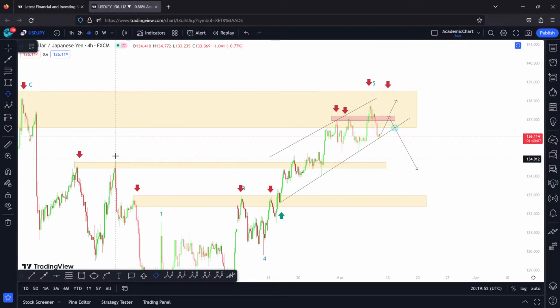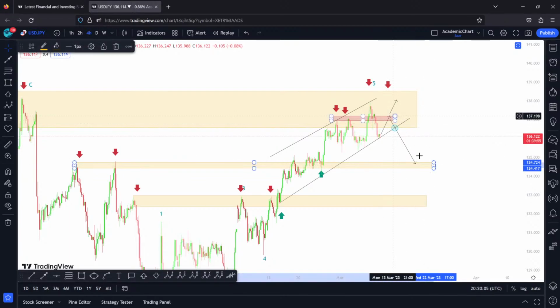These are the levels that we should not miss if we want to find a target of this reversal. So to this level, this is something, or a little bit down. This is going to be my short conclusion of this chart.